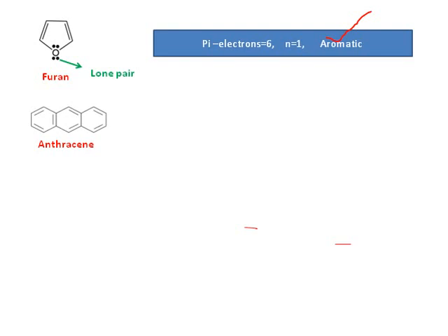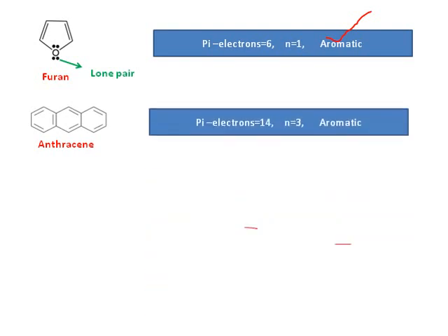The second example is anthracene. It is cyclic, planar, and alternate single bond double bond is present, and the number of pi electrons is 14, and according to Huckel theory n equal to 3 using 4n plus 2 equal to 14, so the molecule is aromatic.